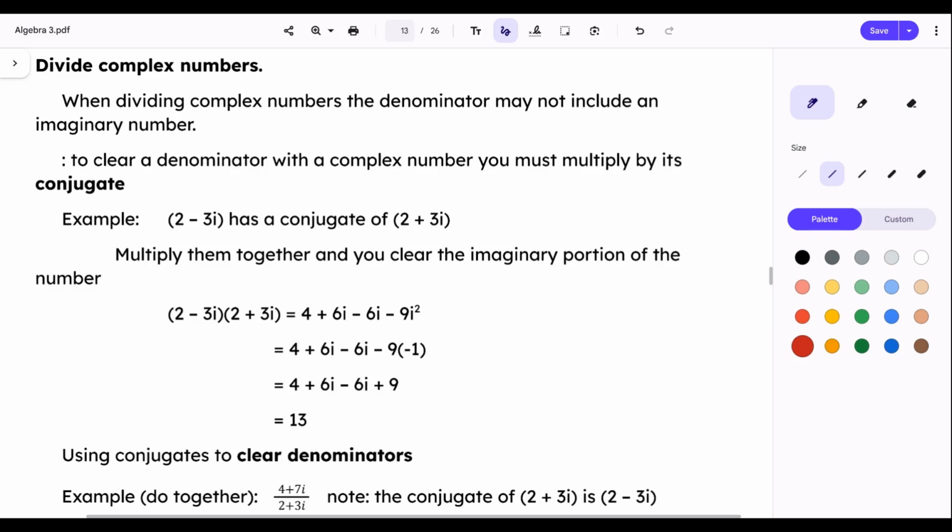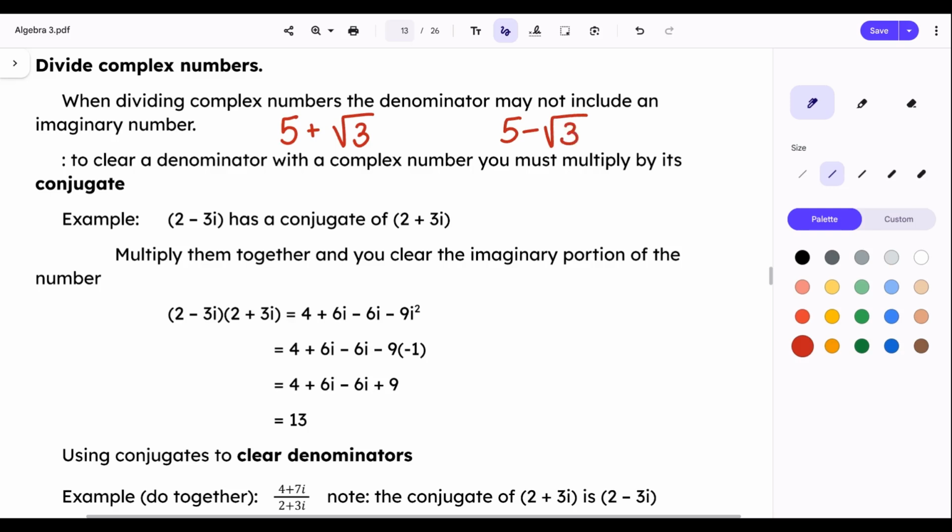So, in order to clear a denominator that has a complex number in it, we have to multiply by its conjugate. And remember, the conjugate just means that whatever your terms are, and they're separated by a plus or a minus sign, the conjugate is the exact same thing, but you flip the sign in the middle. So, before we've seen something like 5 plus the square root of 3, and the conjugate would be 5 minus the square root of 3. Okay, all we did there is change the sign in the middle.